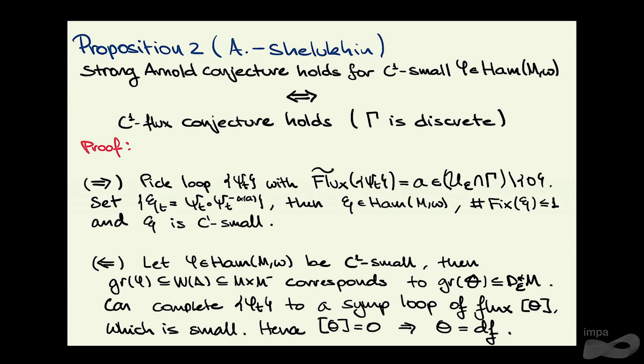Then, by construction, the time-one map of xi-t will be Hamiltonian, right? Because the flux of xi-t is A. By construction, the flux of this guy is minus A. It's a homomorphism, so they cancel out. And the number of fixed points of xi, because this is a loop, is just going to be the number of fixed points of this guy. And by everything I've been telling you, that's going to be less than or equal to 1. And because we can take this arbitrarily small, because it's an accumulation point, we can also make sure that psi is C1 small.